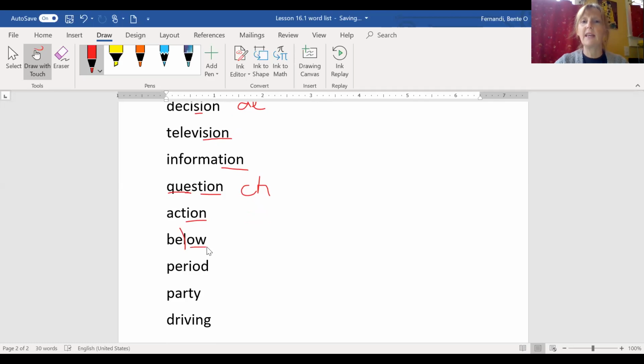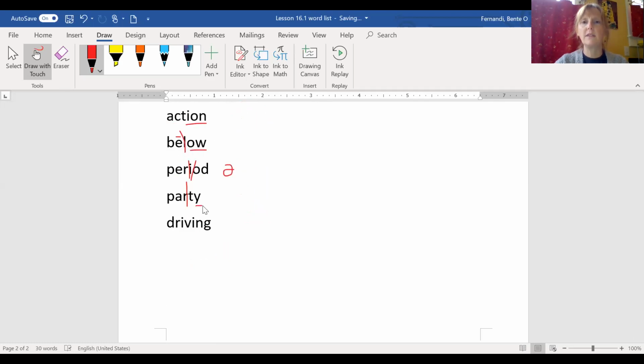Below, here we have the OW again, also making the long O sound, and the B, a long E sound in that first syllable, open syllable. Period, odd, making the schwa sound, the sound at the end there. And party, thinking about here that this Y that we use as a vowel at the end is a long E sound when it's in a polysyllabic word, a word with more than one syllable. Driving, we're just going to think about our base word drive, which has a silent E at the end. We'll drop that E and add ing.